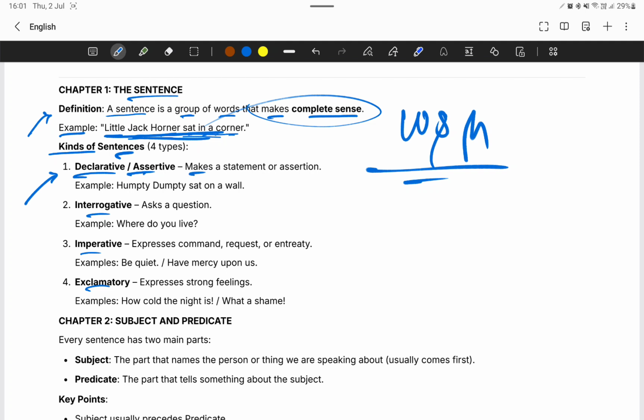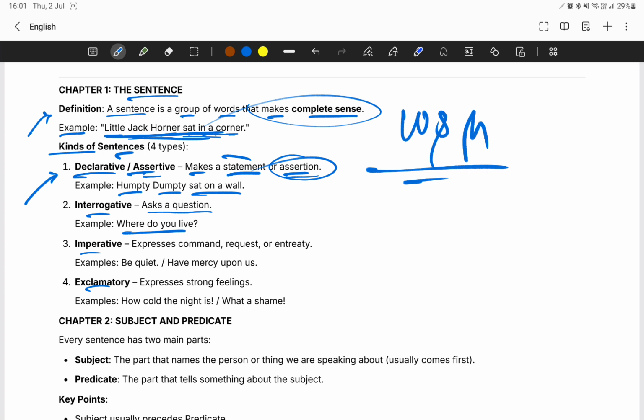What do you mean by a declarative or assertive sentence? This kind of sentence makes a statement or assertion. So when I'm saying assertive, it means assertion, that is, a statement. Example: Humpty Dumpty sat on a wall. This is just an assertion, just a simple statement. An interrogative sentence actually asks a question. These are the sentences that genuinely ask questions. For example, where do you live? This is a question. So that's an interrogative sentence.